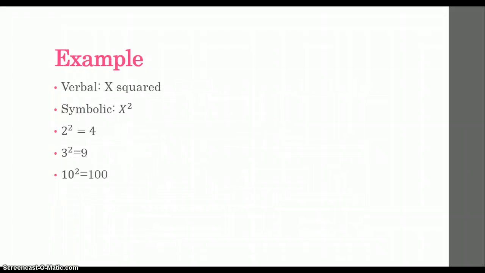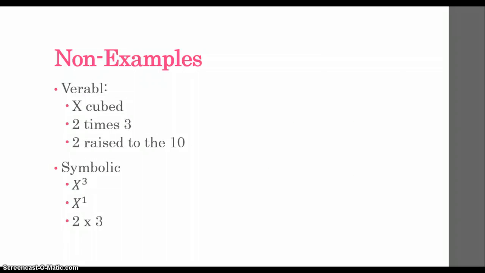So here are some examples. The verbal, which is what I've been saying, is x squared. And the symbolic is x, with the 2 being the exponent. So some number examples: 2 squared is equal to 4, 3 squared is equal to 9, and 10 squared is equal to 100. Some non-examples, some non-verbal examples are x cubed, 2 times 3, 2 raised to the 10. Symbolic: x with a 3 in the exponent, x with 1 in the exponent, and 2 times 3.